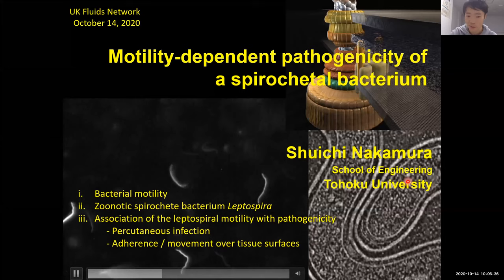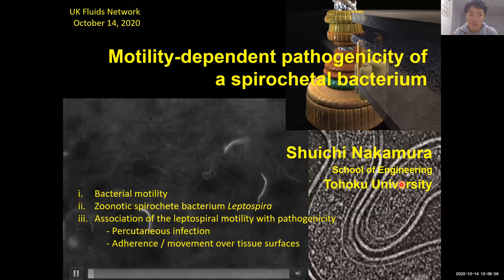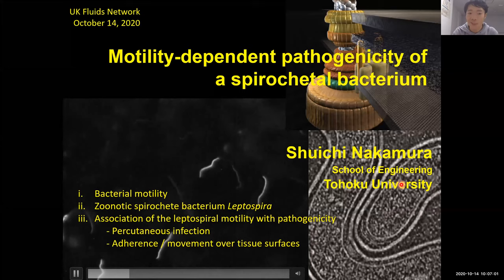need to understand how such motility can be used in a practical situation. Many researchers address the problem using animal models. They use wild type and mutant bacteria, and then they get the result. For example, the motility-deficient mutant cannot kill the animals. So this is great evidence for linking motility and pathogenicity.